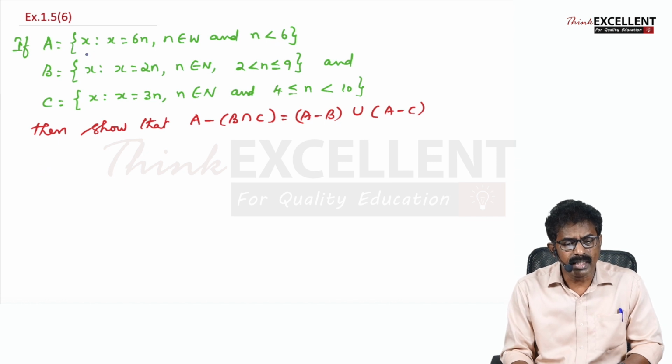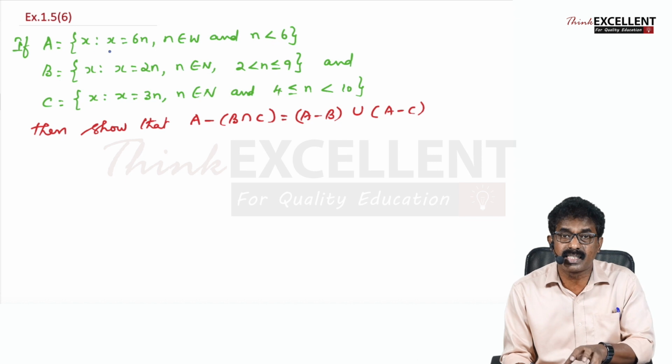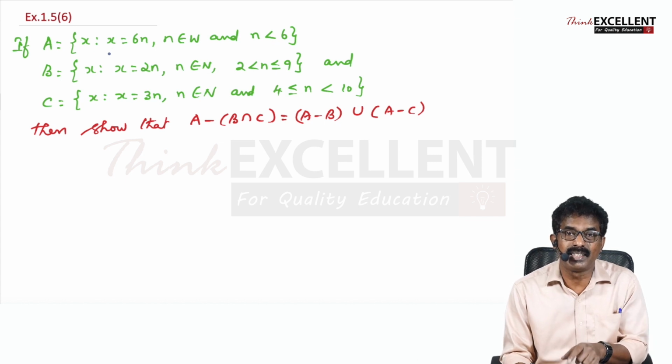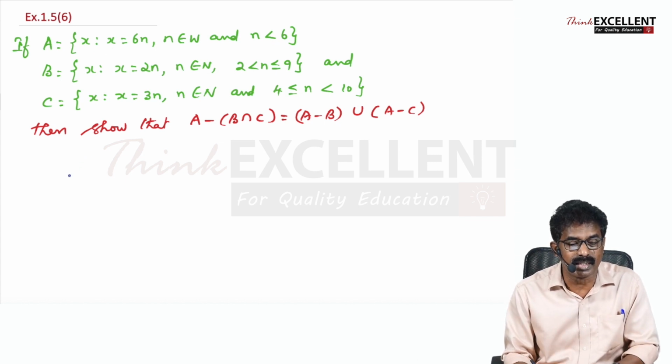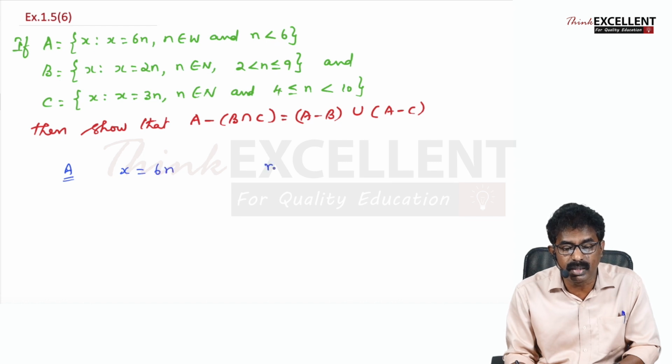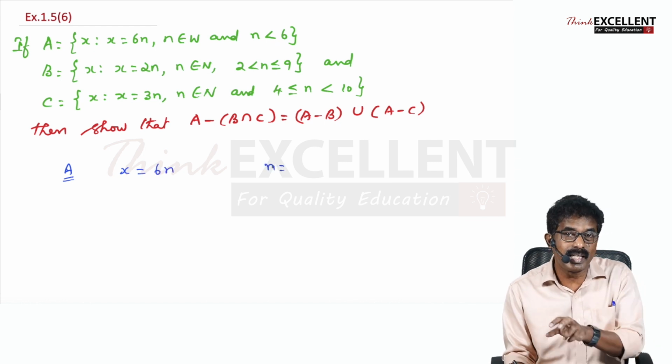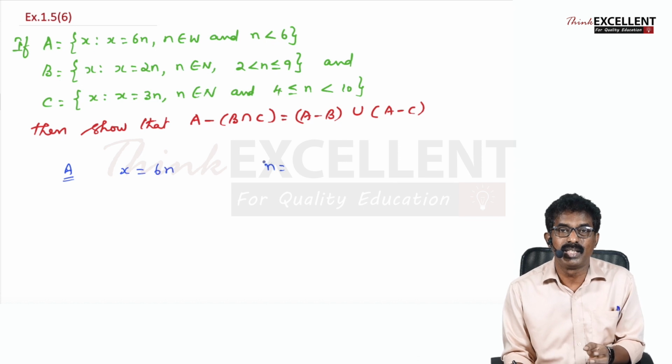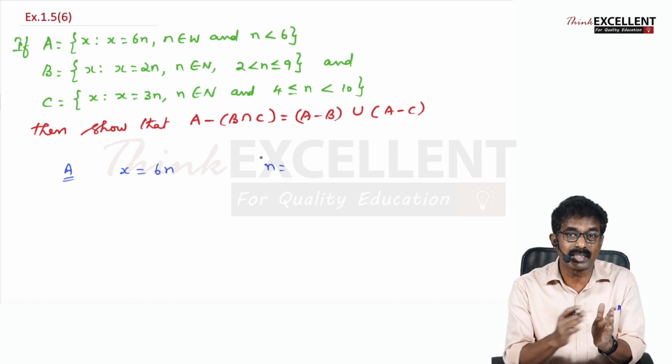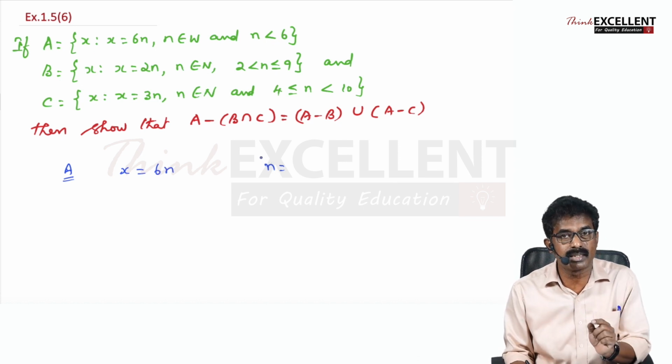So what is A here? Set of all x, so you have to find the x value. But what is x? x is equal to 6n. I want to find A. What they have given here is the set of all x, and x is equal to 6 into n. So I must know the value of n. Then you multiply by 6, you will get the x values, and those x values you take as A. So let us start from n.